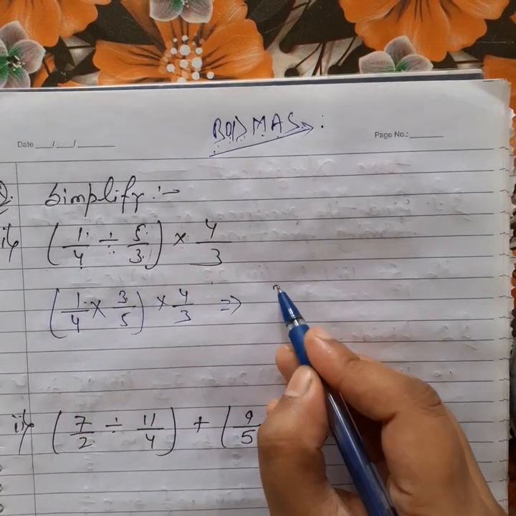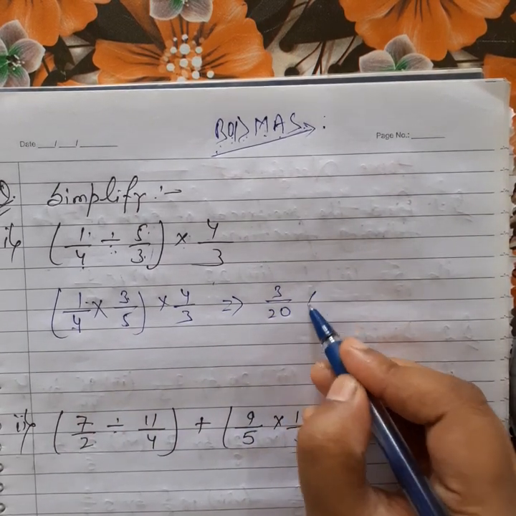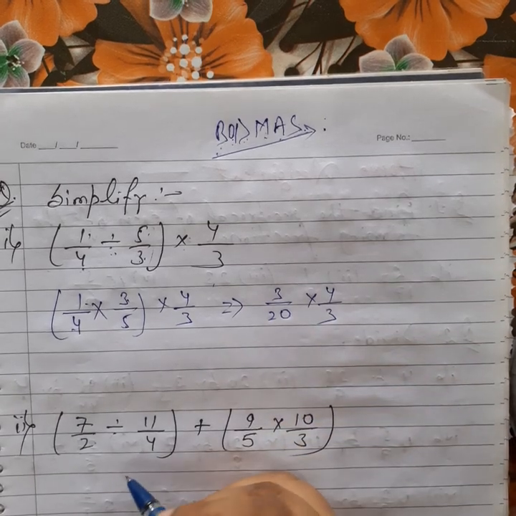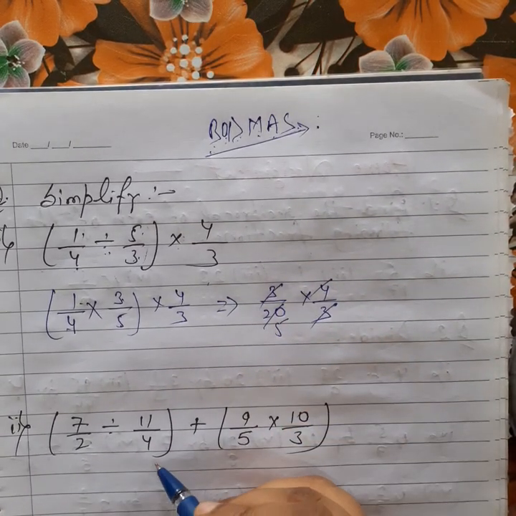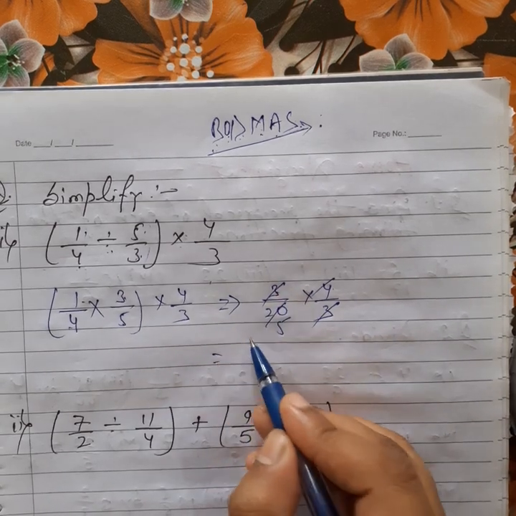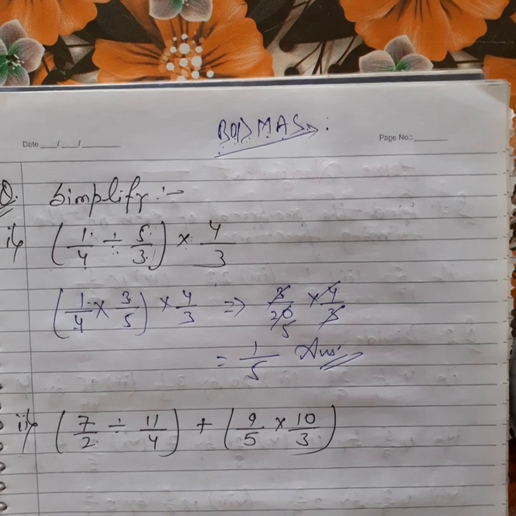Now 3 ones are 3 and 4 fives are 20 into 4 by 3. Now 3 and 3 cancel. 4 fives are 20. It becomes 1 by 5. This is our final answer.